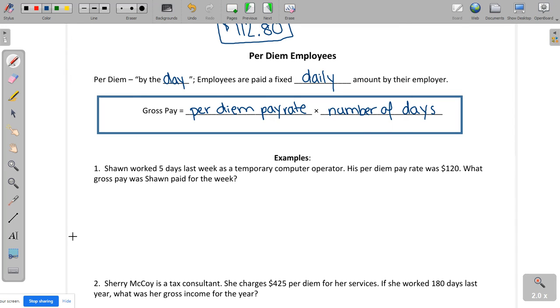Here are some examples. Sean worked 5 days last week as a temporary computer operator. His per diem rate was $120. What was his gross pay? We take the amount of days and multiply it by the rate. So 5 times 120 gives us $600. So he got $600 for the 5 days of work.